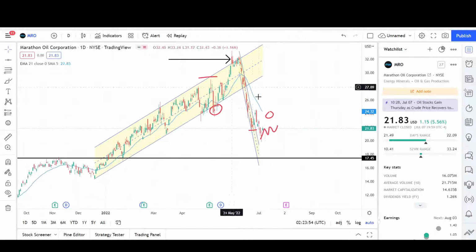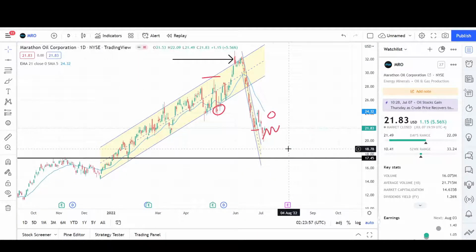So that's what I see on the daily chart. No clear bias in any direction. So we'll have to look at a longer term pattern. So let's switch over to the weekly chart.